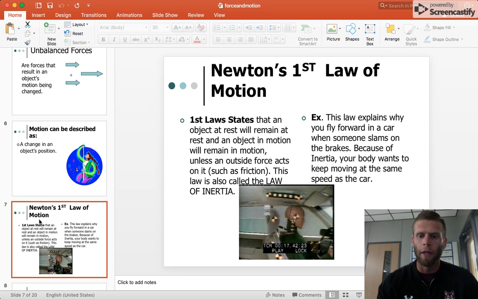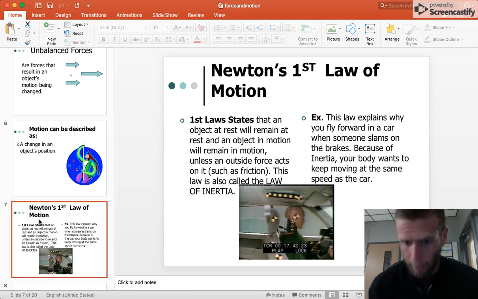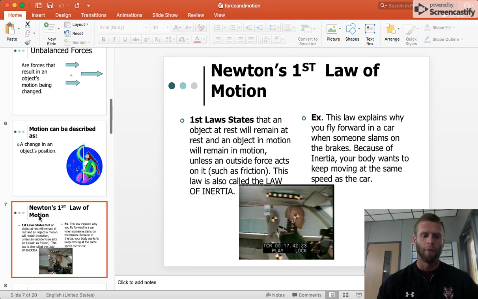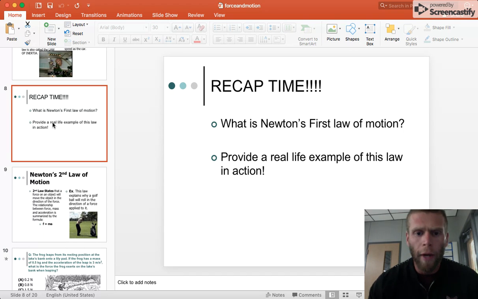This explains why you fly forward in a car when someone slams on the brakes. Because of inertia, your body wants to keep moving at the same speed as the car. When you're sitting in the car, you're actually traveling the speed of the car. So when you slam on the brakes, you're still going, let's say, 45 miles an hour. Your body was going 45. That's why you go forward. And that's why you wear a safety belt and you have airbags, to save your life and not die, because that'd be terrible.